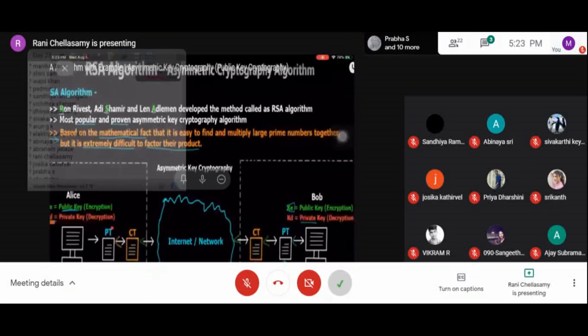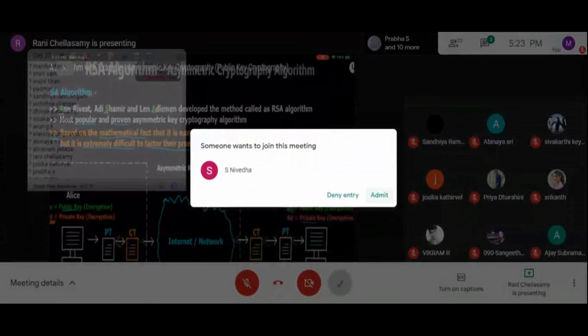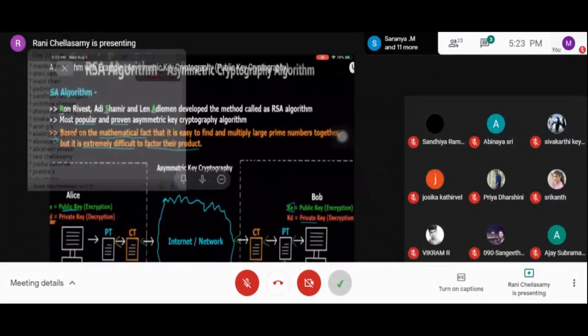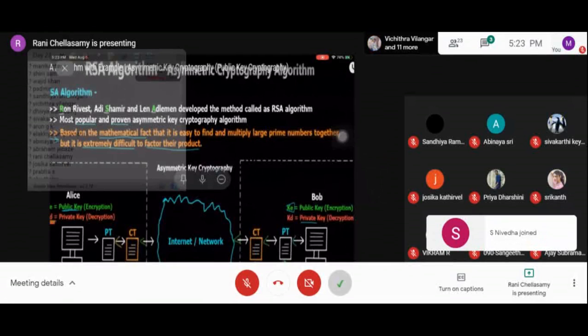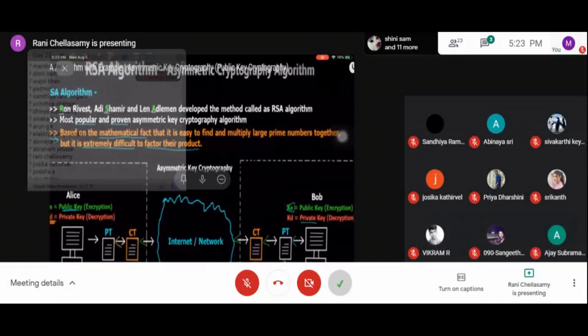Alice and Bob both have both the keys: the public key used for encryption, and the private key used for decryption. This is what happens at both the encryption point and the decryption point.